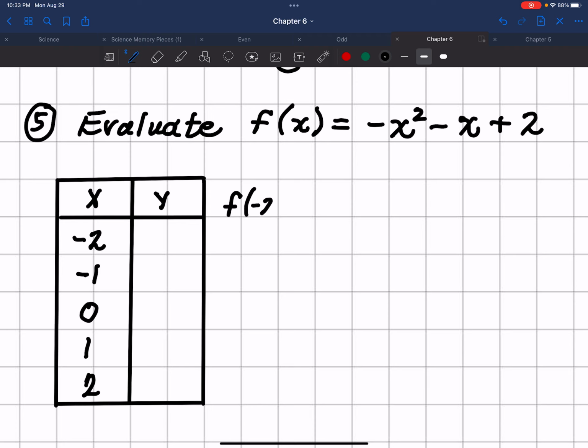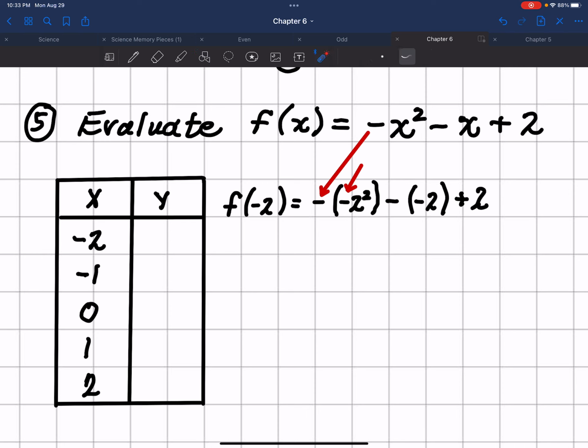So f of negative 2 is going to be negative 2 squared minus negative 2 plus 2. Now let's stop just a minute and make sure that we understand what's happening here. This negative sign is that one. This negative sign is coming from x equals negative 2. You need them both. Okay? Don't lose this one or you will have a problem.